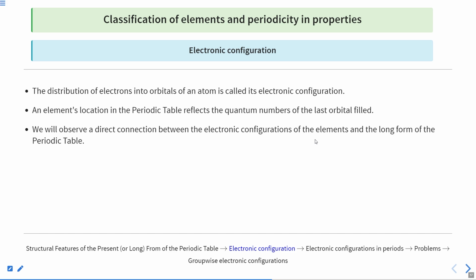An element's location in the periodic table reflects the quantum numbers of the last orbital filled. We will observe a direct connection between the electronic configuration of the element and the long form of the periodic table. Of course there are some disparities, but they are filled progressively. It might be possible that initially the electron was going to the 4f, but it may not go to 5f in the next series. This is possible, and there are anomalies. As we go down to heavier elements, these anomalies have much more significance.